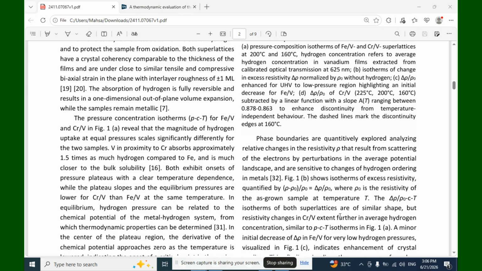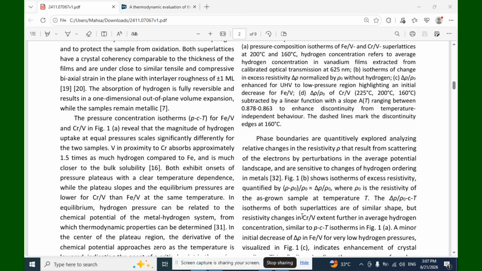Phase boundaries are quantitatively explored, analyzing the relative change in the resistivity, rho, that results from scattering of the electrons by perturbations in the average potential landscape, and are sensitive to changes of the hydrogen ordering in metals. Figure 1b shows this in terms of excess resistivity, quantified by delta rho per rho zero, where rho zero is the resistivity of the as-grown sample at temperature T.